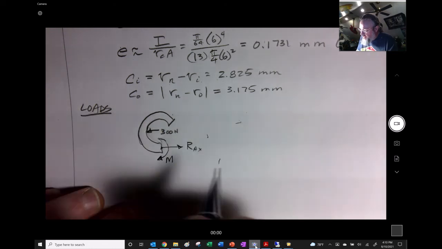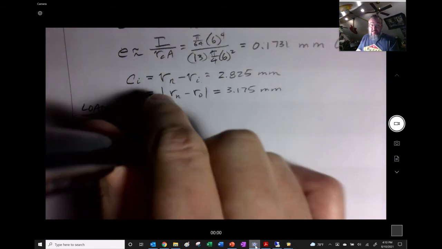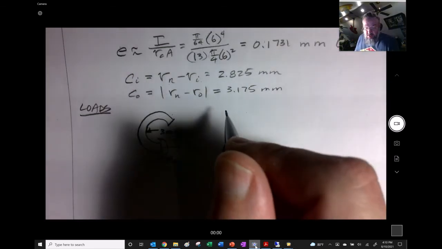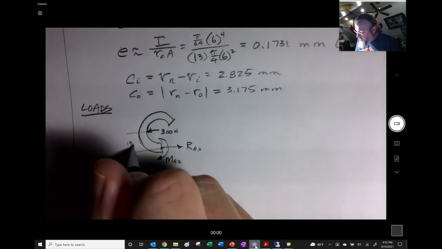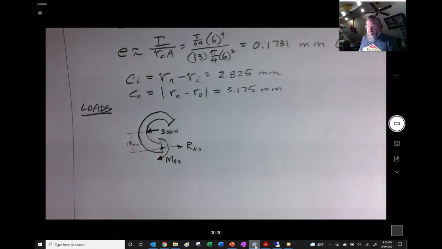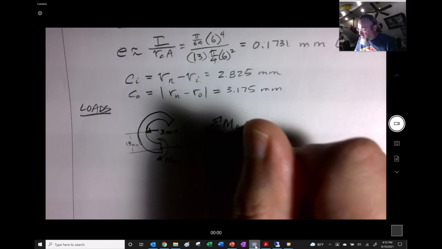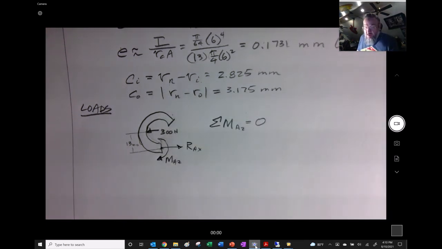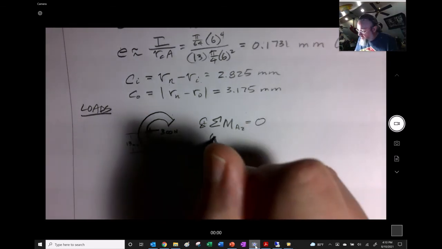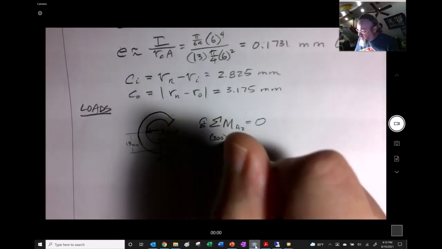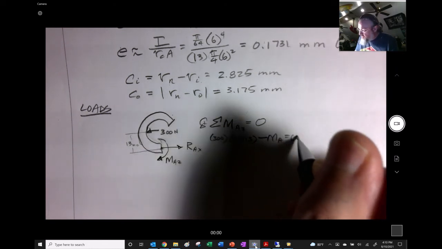And we'll say that we can call that M, and we call it MAZ if we want. It's going about the axis that's coming out of the page right there. And that distance to the centroid is 13 millimeters right there. That's the one we use. So the sum of the moments about A in the Z direction is going to be 0, and counterclockwise. And so we say that 300 newtons times 0.013 meters minus MA is equal to 0.